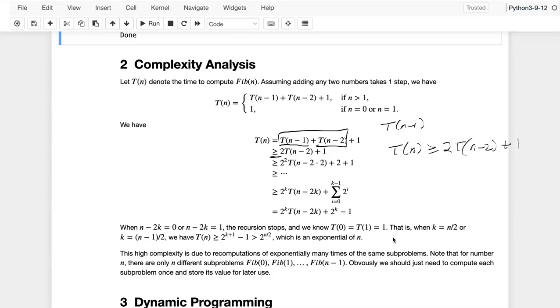So once I have this, we can iterate this. Okay, so we can iterate it. So for instance, for the next iteration, we get 2 squared times T of n minus 2 squared plus... let me write one more step here.